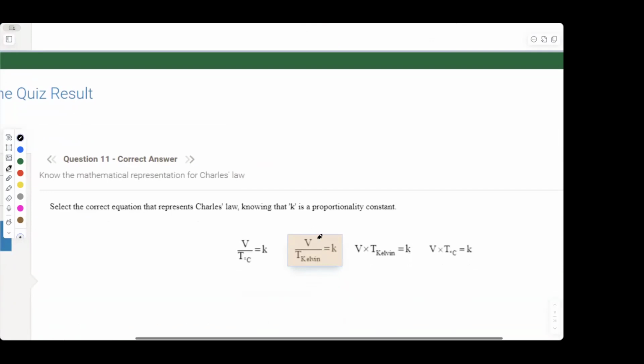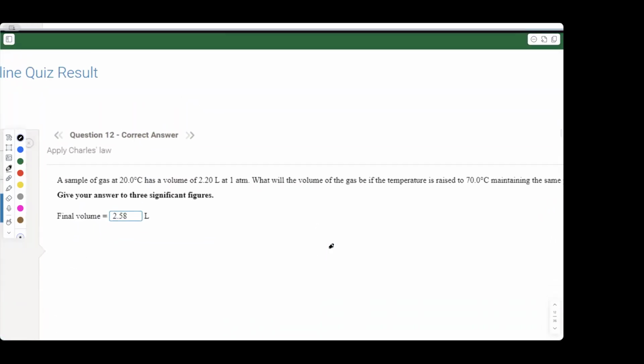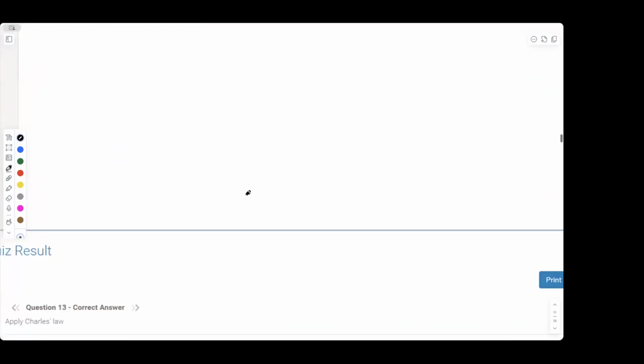So the relationship between them is with a constant. This time they are directly proportional. So again, V over T in Kelvin is equal to K. Also very important to understand. I have this sample of gas. The relationship now is V1 over T1 is equal to V2 over T2.